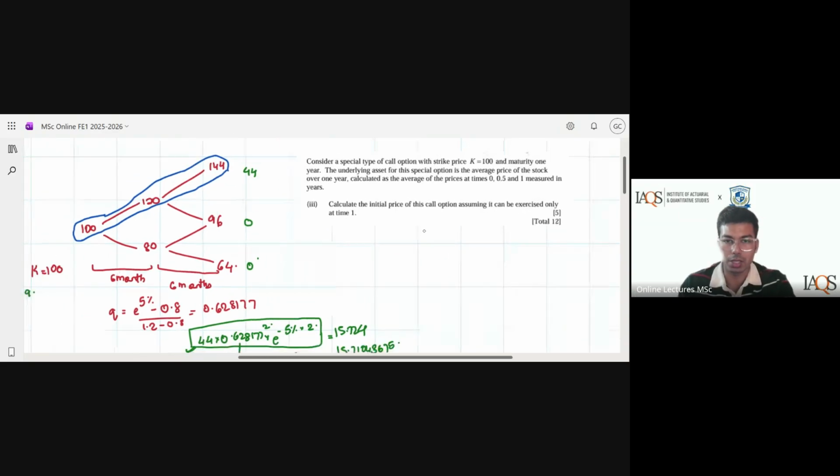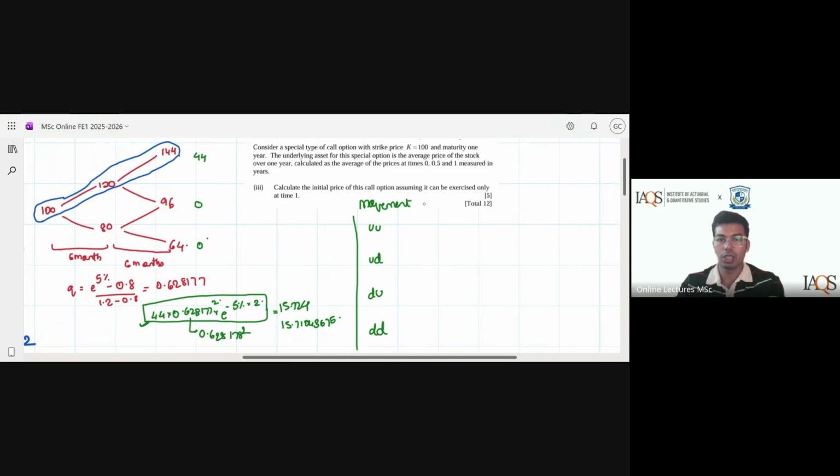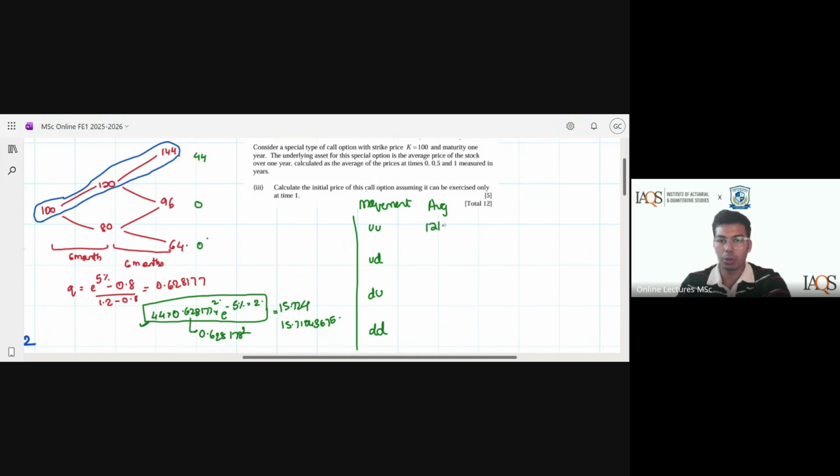Similarly, do it for all possible paths. So you'll have up, up, and you have up, down. You will have down, up as well, separately, because up, down will give you a different average than down, up. So you'll have to evaluate both separately. This is the movement. You will have the average. So I'm assuming this is 123.21, so this is 131.33.